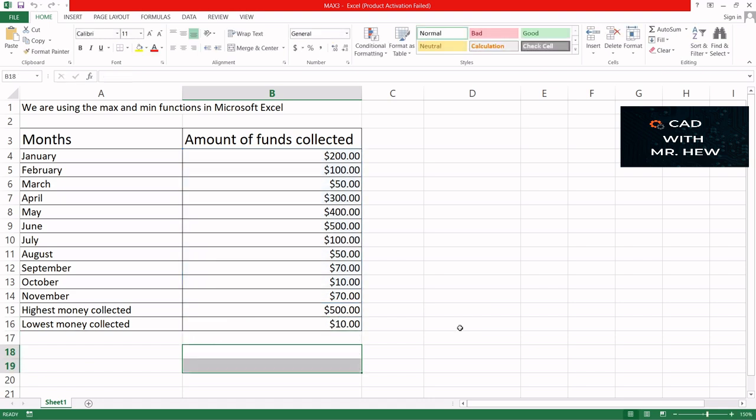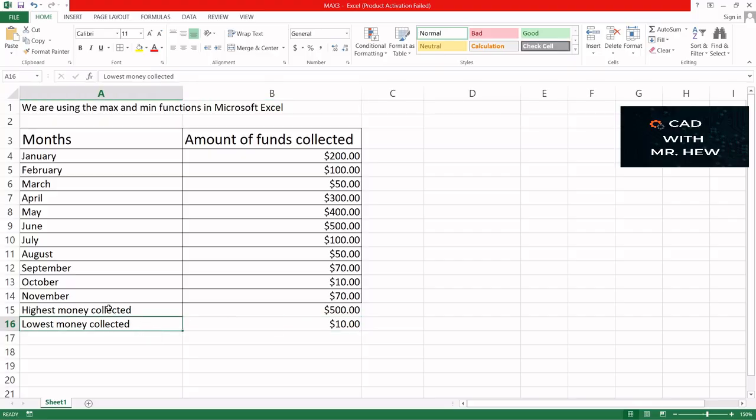So the highest amount of money that was collected during the period starting in January and ending in November was $500, and the lowest amount of money that was collected in the same period was $10.